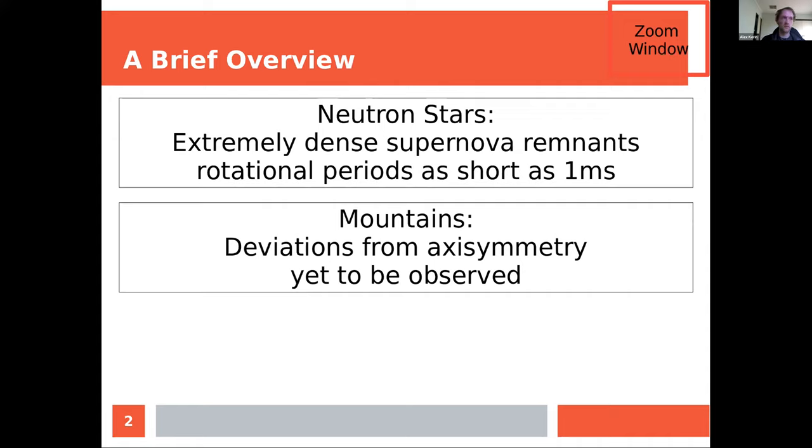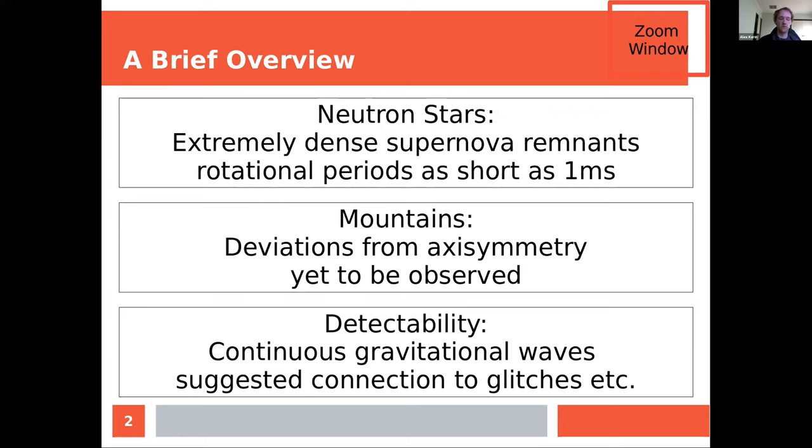On these stars, we expect to see mountains, and by mountains, I mean the very broad category of deviations from axisymmetry. However, these mountains have yet to be observed. We expect to be able to see them through the continuous emission of gravitational waves. However, it has also been suggested that the events that create mountains, or are at the very least connected to the size of mountains, may also be responsible for transient events such as glitches. For those unfamiliar, glitches are short, sudden, as yet unexplained small upticks in the rotational frequency of some pulsars.